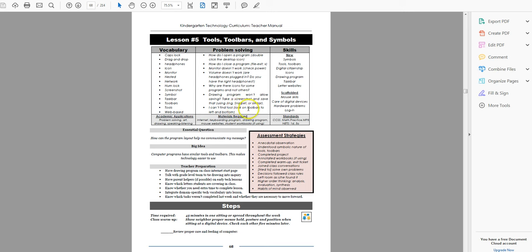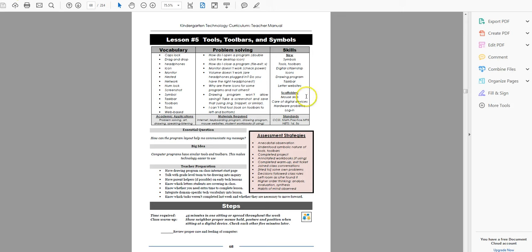Can't find a tool? Well, look on the toolbars. The toolbars are all over the place. In this one, we have a toolbar up here. We have a toolbar over here. In other programs, you'll find them in lots of places. Another one is short keys. Now, kindergartners don't know too many short keys yet, so bring that one up if it applies to your group.